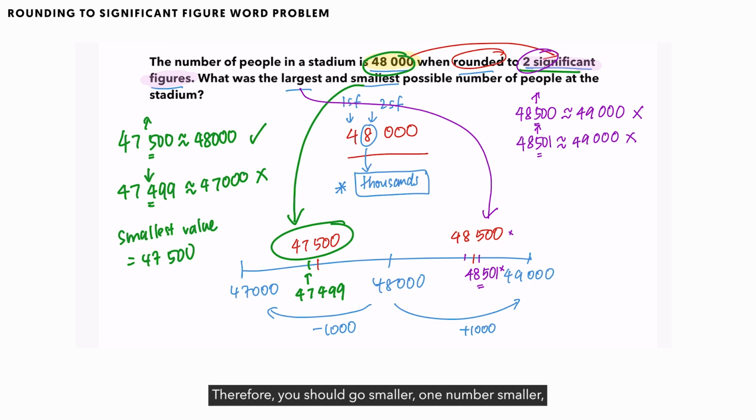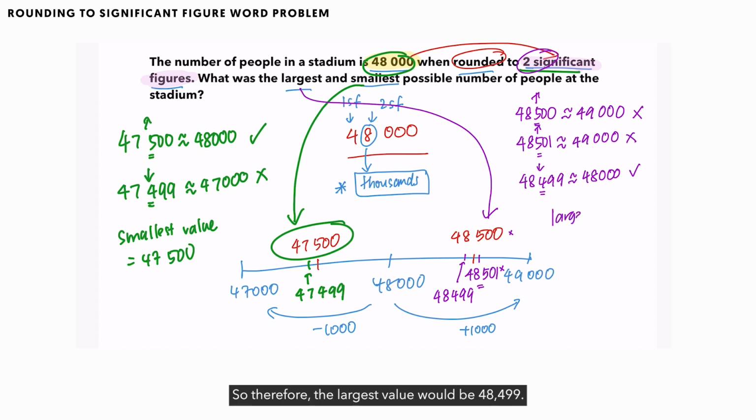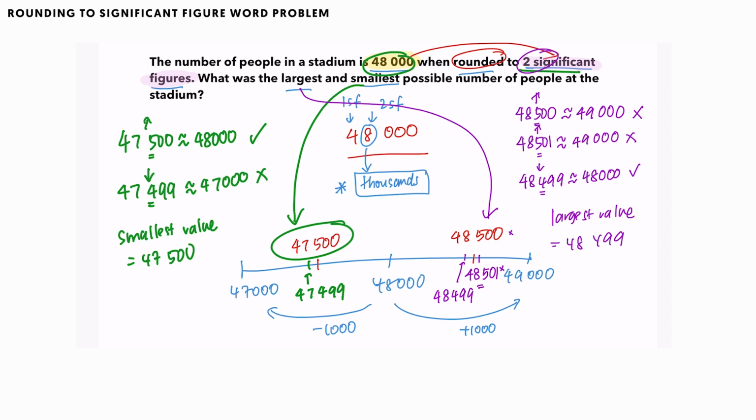Therefore, you should go smaller. One number smaller, which is 48,499. So let's see, is 48,499 the largest possible value? Let's check. You're going to round it off to 2SF. So look at the third SF, which is the digit 4. This causes the number to round down. So we end up with 48,000, which is exactly what we want. So therefore, the largest value would be 48,499. And that's it, just by drawing a number line.